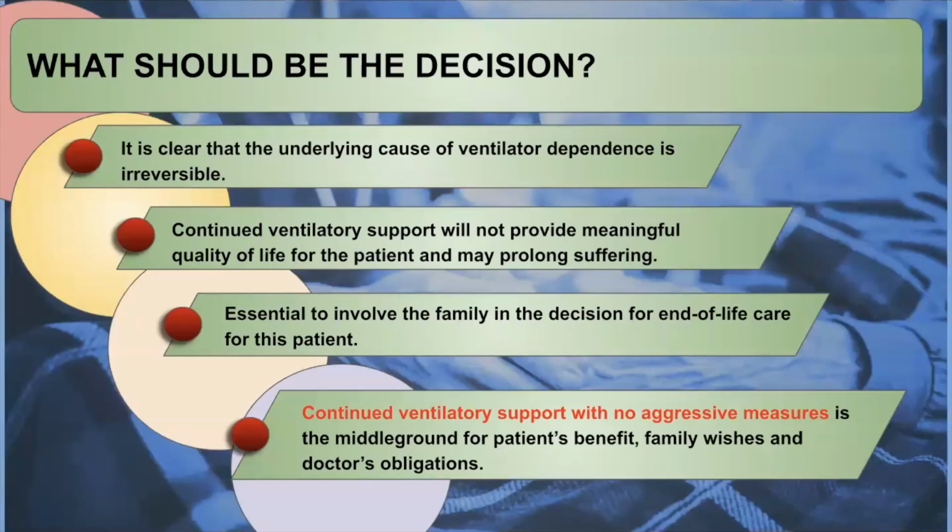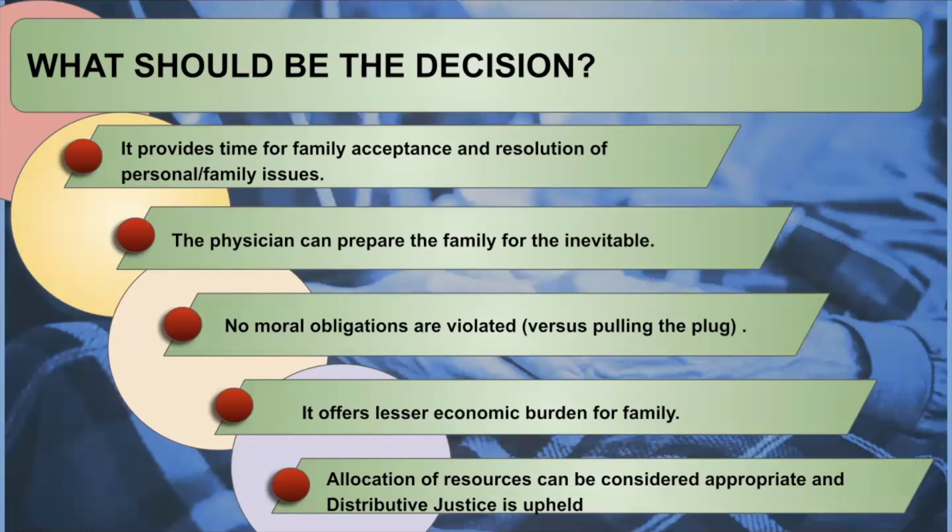So what should be the decision? It is clear that the underlying cause of ventilator dependence is irreversible. Continued ventilatory support will not provide meaningful quality of life for the patient and may prolong suffering. It is essential to involve the family in the decision for end-of-life care for this patient. And continued ventilatory support with no aggressive measures is the middle ground for patient's benefit, family wishes, and doctors' obligations. It provides time for family acceptance and resolution of personal and family issues. The physician can prepare the family for the inevitable. There are no moral obligations violated versus pulling the plug. It offers lesser economic burden for the family, and the allocation of resources can be considered appropriate and distributive justice is upheld.